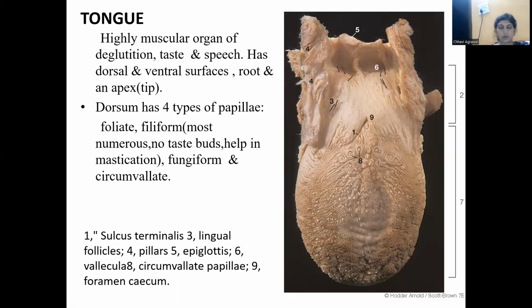The dorsal surface of the tongue has got four types of papillae, that is foliate, filiform, which is most numerous, fungiform, and circumvallate.